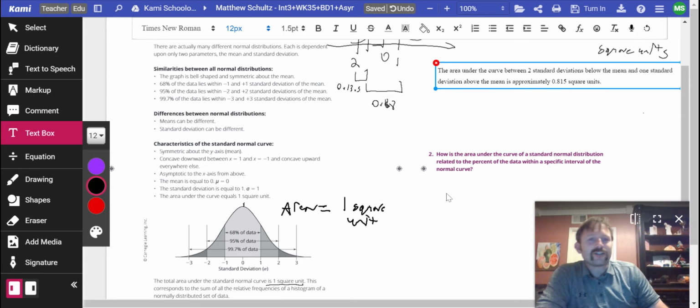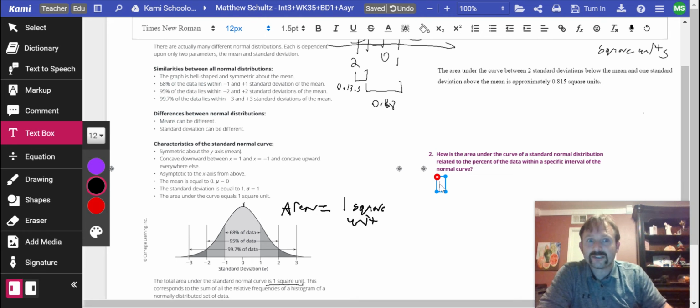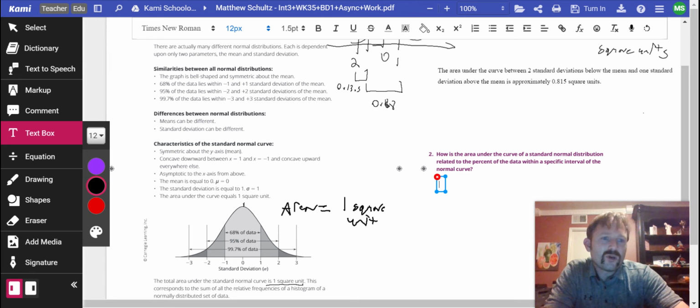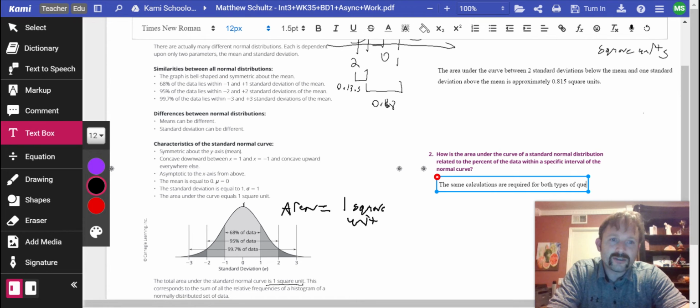How is the area under the curve of a standard normal distribution related to the percent of data within a specific interval of the normal curve? Well, what is this asking? It's asking what about percentages? Well, guess what? 100% is like 1. So the same calculations are required for both types of questions.